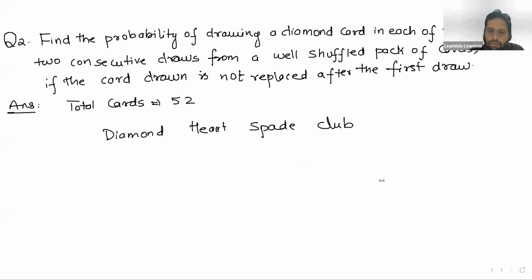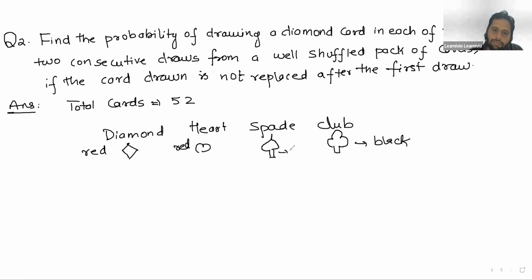Saf, I think it is not correct. Just give me some time, I will check it. So diamond shape is like this. This is a red card. Heart shape is like this. This is also a red card. Then you have a club. Club is like this. This is a black card. Then you have a spade. Spade is like this. This is also a black card.